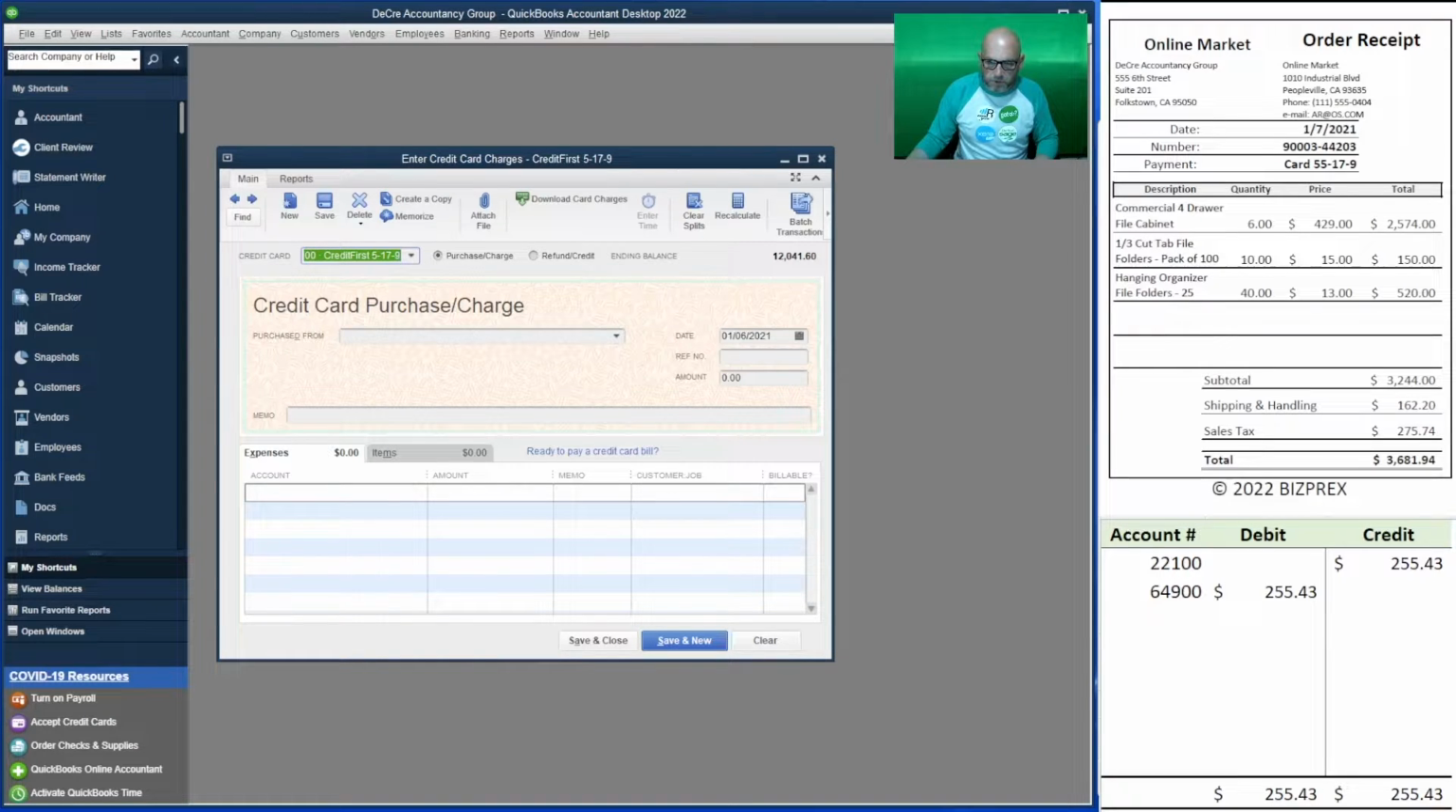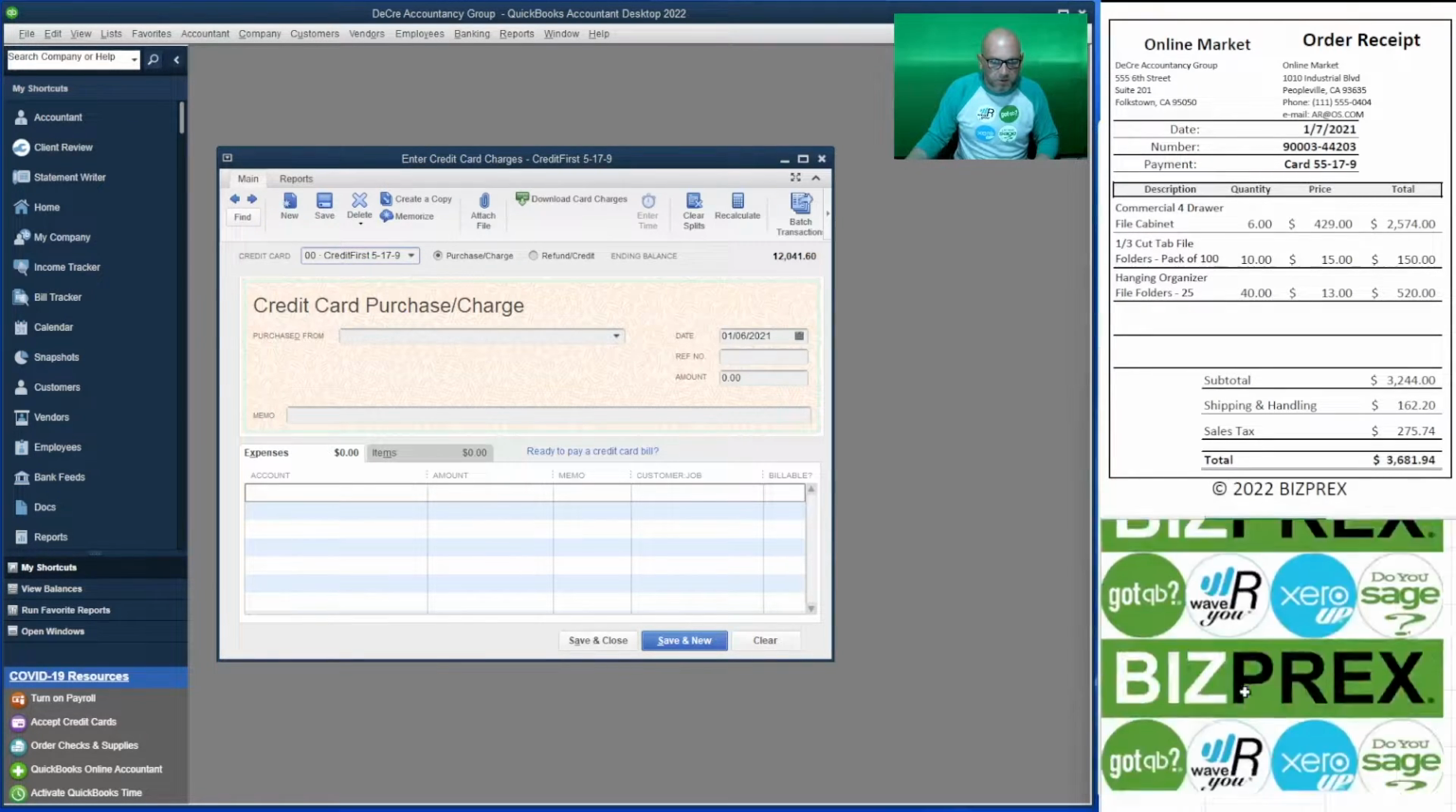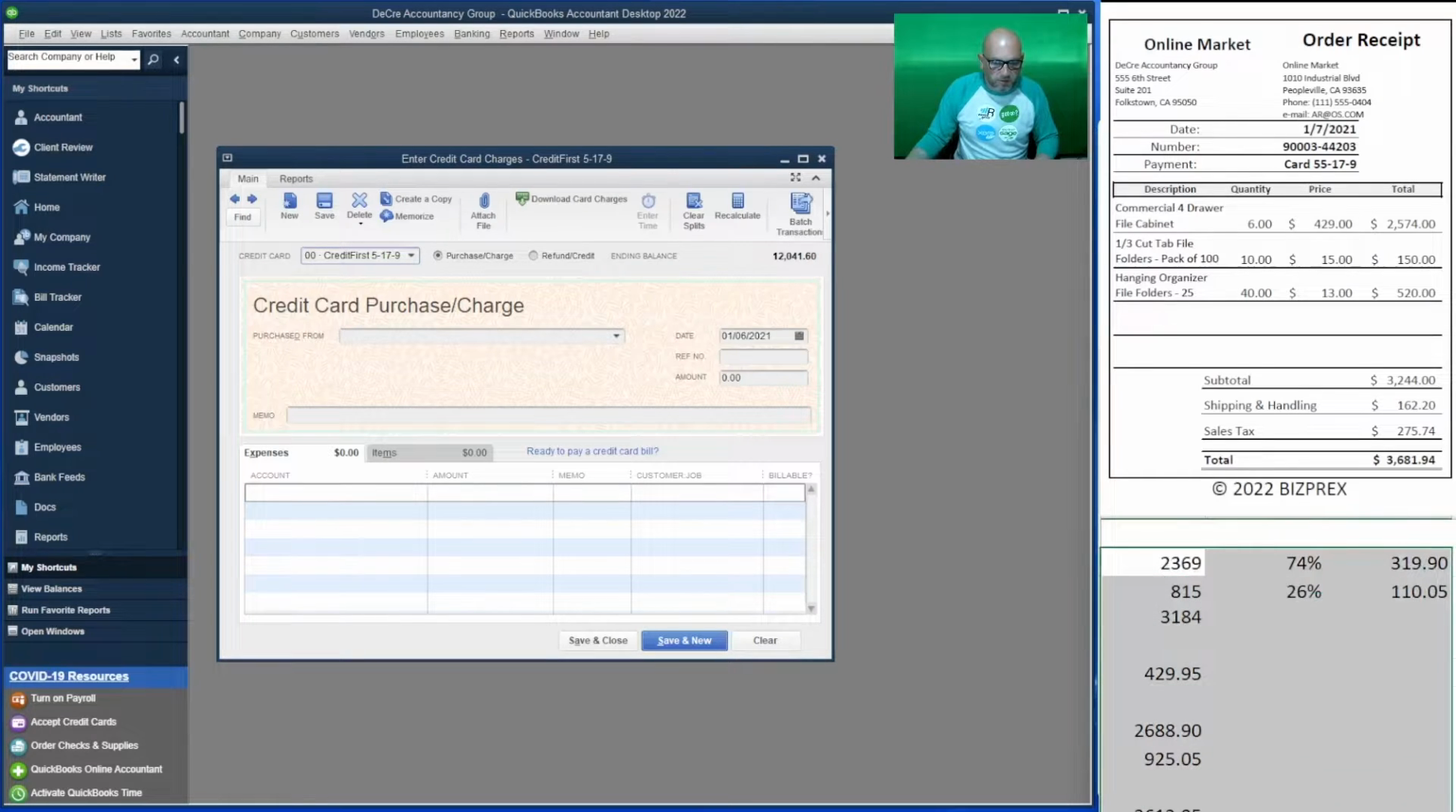We purchased some drawer file cabinets. Again, we're just setting up the office, so we have a lot of these purchases in January. We have folders and we have hanging organizers. So again, looks like a combination. We have furniture and supplies. It's a good practice on allocation, right? So let's go ahead and allocate those.